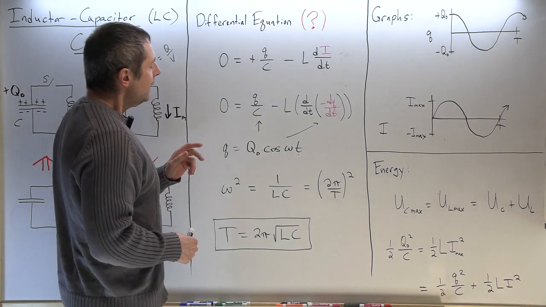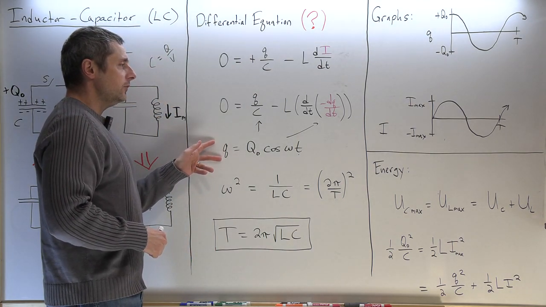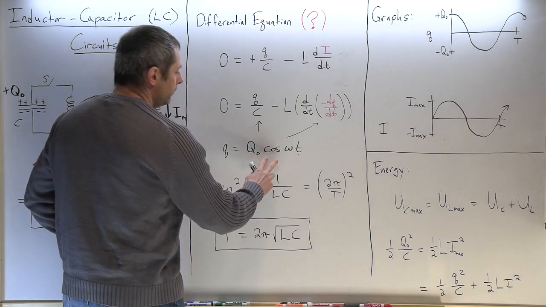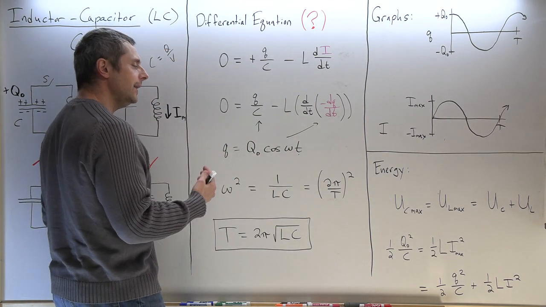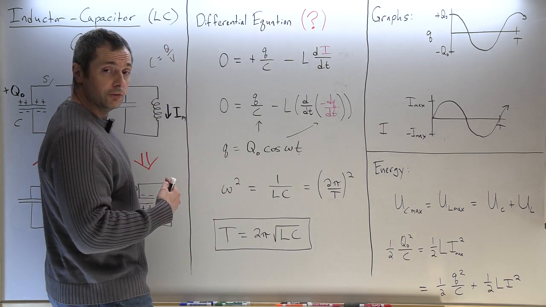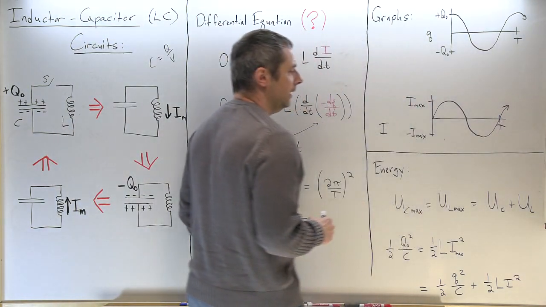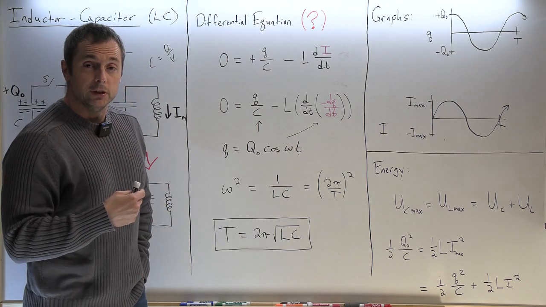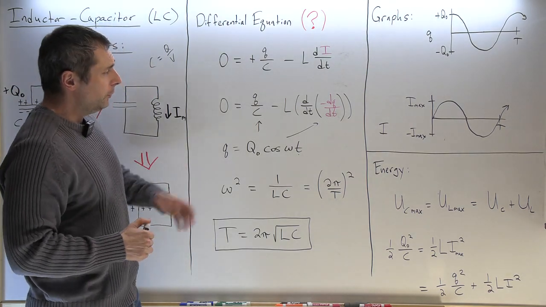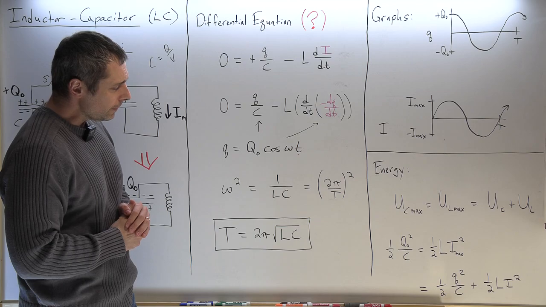We could also take the negative derivative of this, and the derivative of cosine is negative sine. The negative of that is sine. So the current goes as a sine function, oscillating one sine function every time we go through a cycle. So we could graph that also.